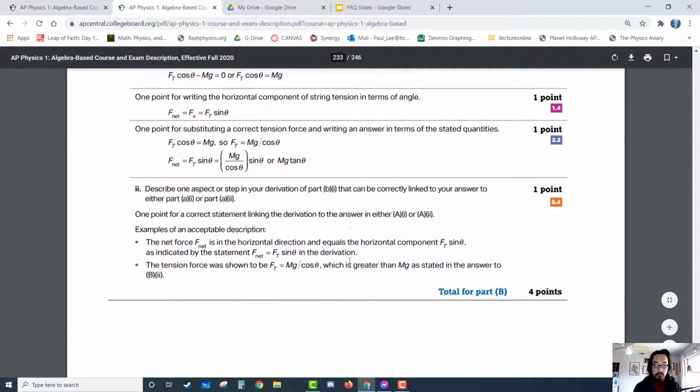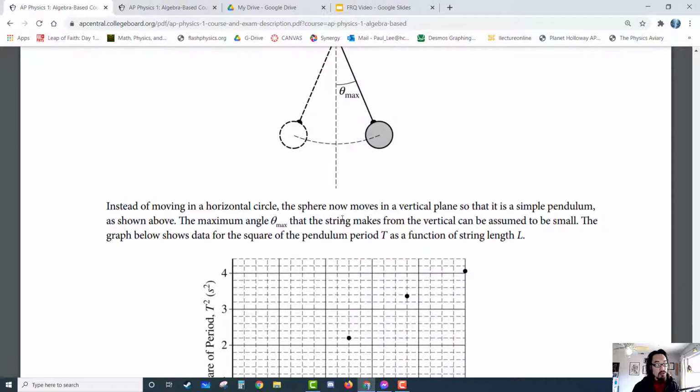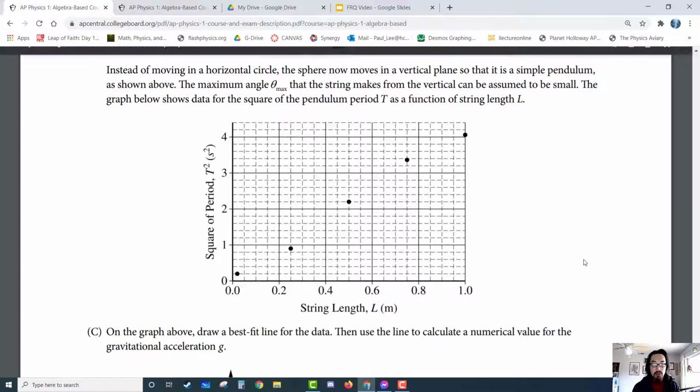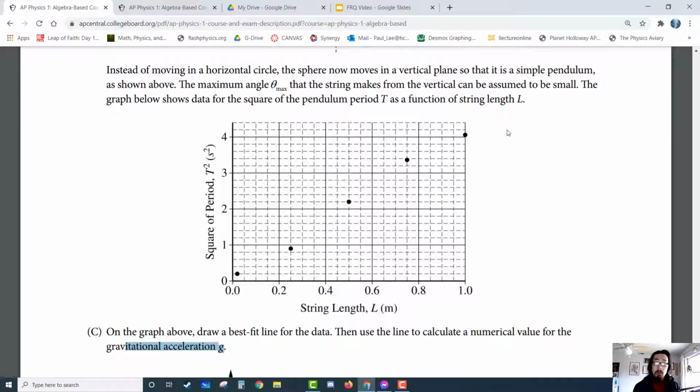All right. Now, if we continue down here, here's the graphical portion. All right, so we're given a graph here. It says on the graph above, draw a best fit line for the data, then use the line to calculate a numerical value for the gravitational acceleration g. Now, here's something that's cool. So a lot of students think, easy, right? Line of best fit, boom, draw a straight line, or maybe even a curved line sometimes, be careful, that really shows the trend of these points, and it's asking you to find the gravitational acceleration g.